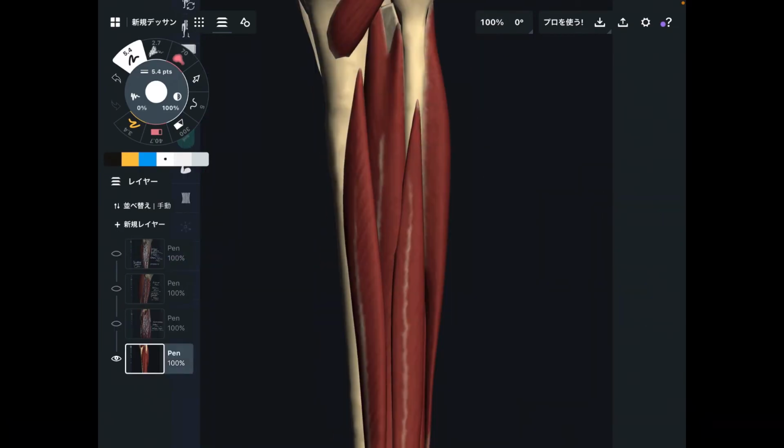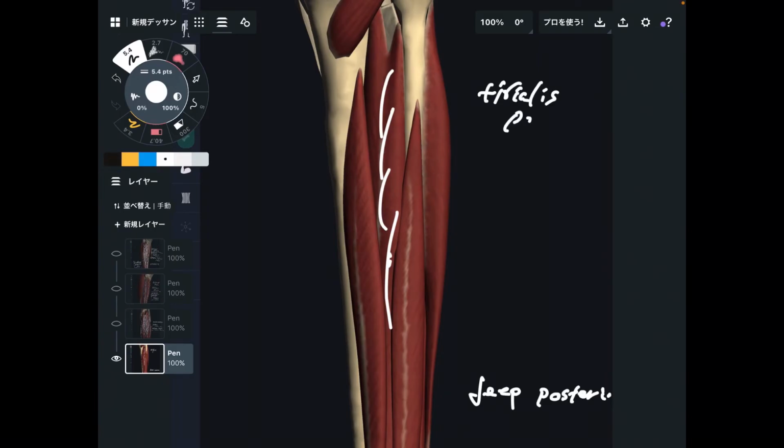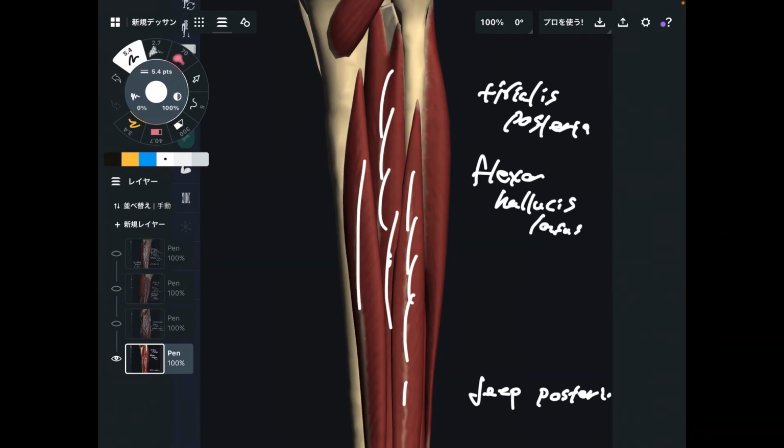Now let's go to even deeper part. You are looking the deep part of lower leg. This is deep posterior compartment. Okay, deep posterior. Gastrocnemius and soleus are gone. There are three muscles. First one is this one. This is tibialis posterior. This is flexor hallucis longus. Last one is flexor digitorum longus.